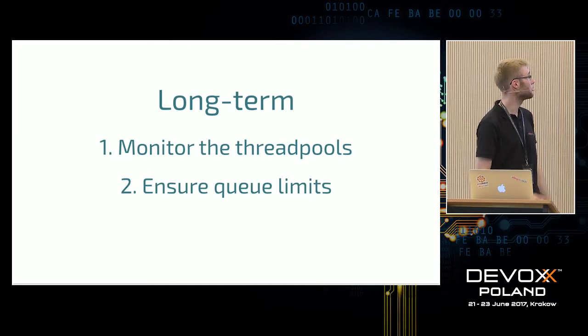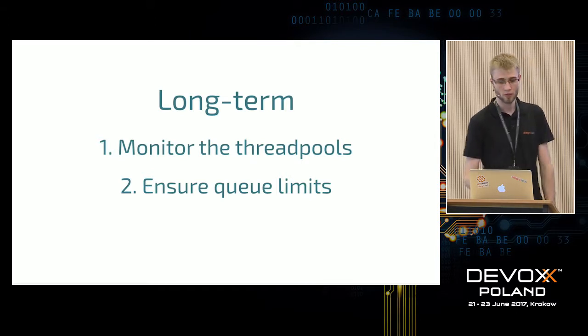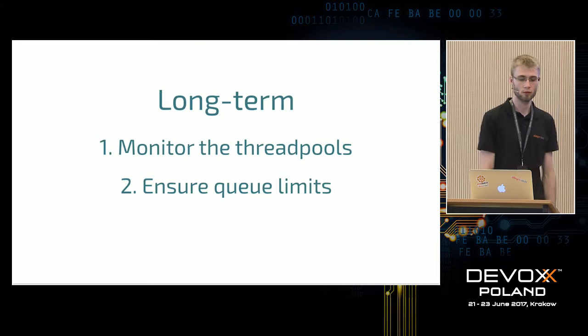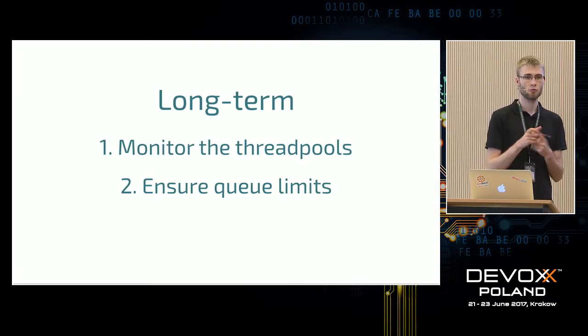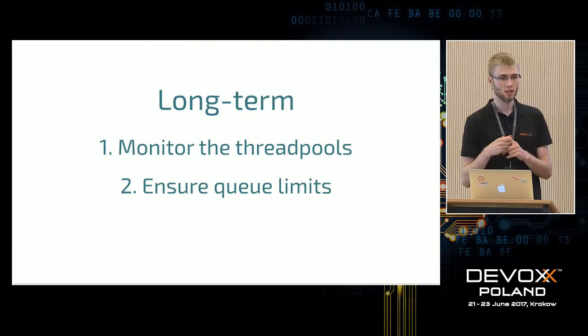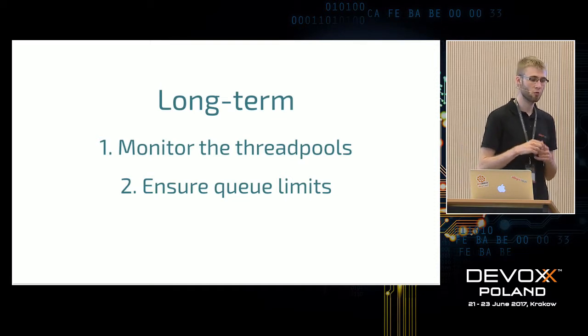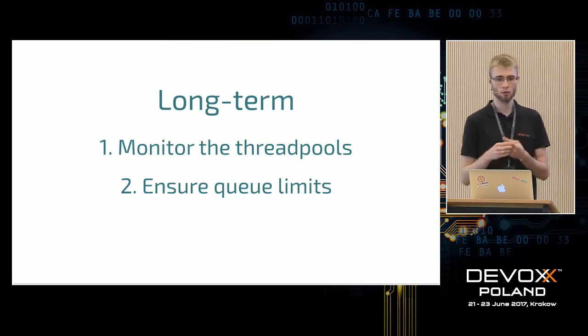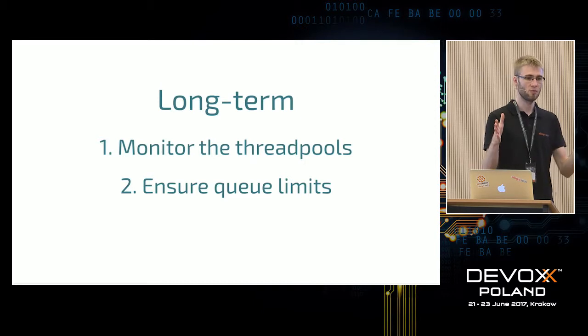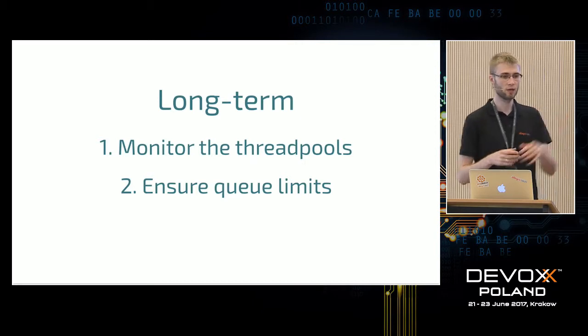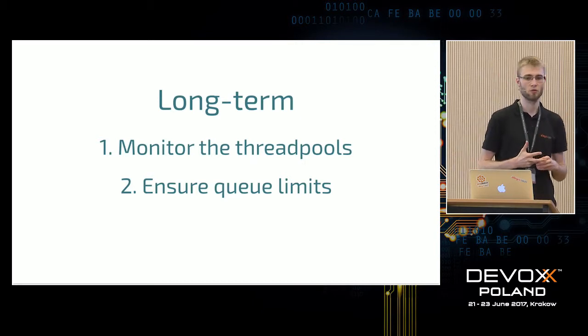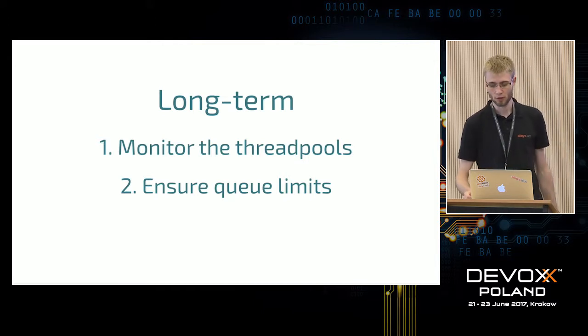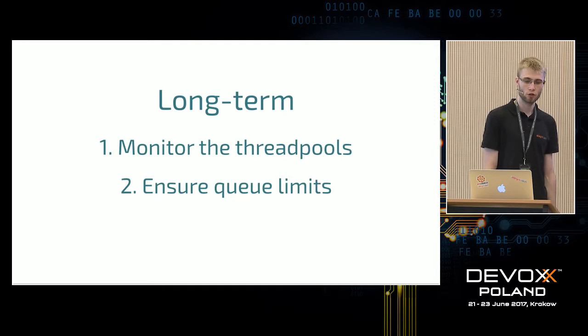So what we can do in the long term is monitor the thread pools. We would like to know at least two things. What is the thread utilization, how many threads in the thread pool are busy right now? Are all the threads busy all the time, or maybe just half of them? If all the threads are busy, then probably we're not keeping up with the work. And monitoring the queue size.